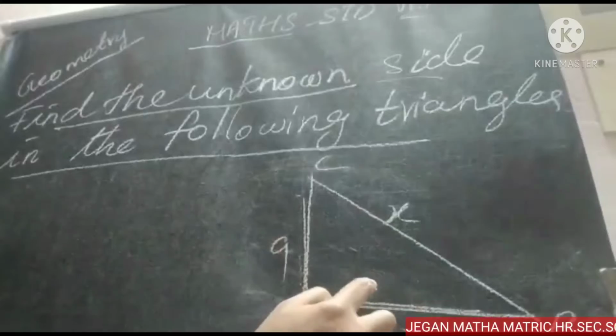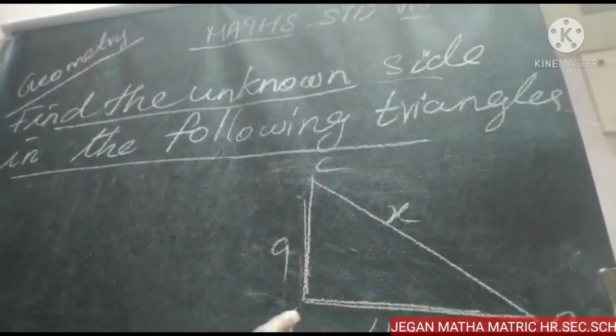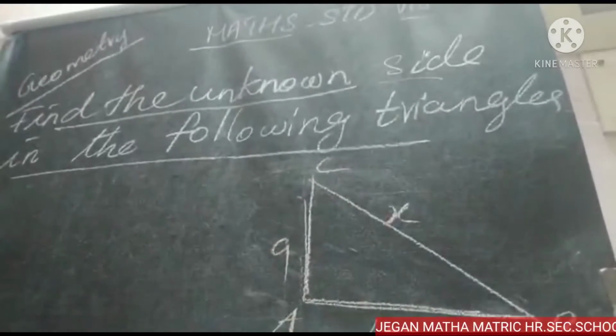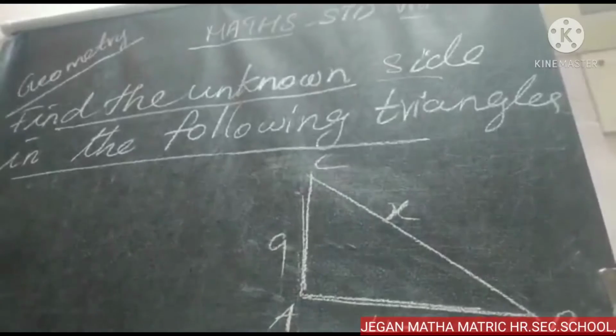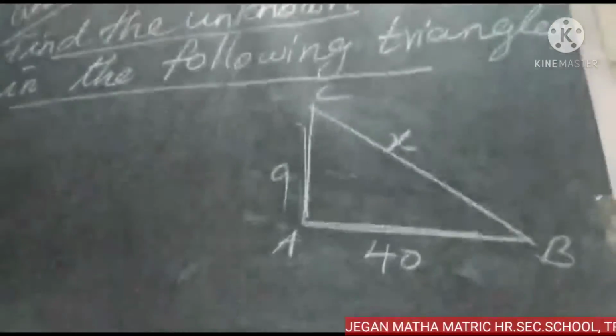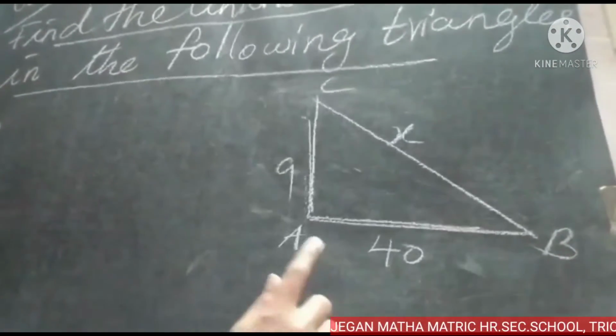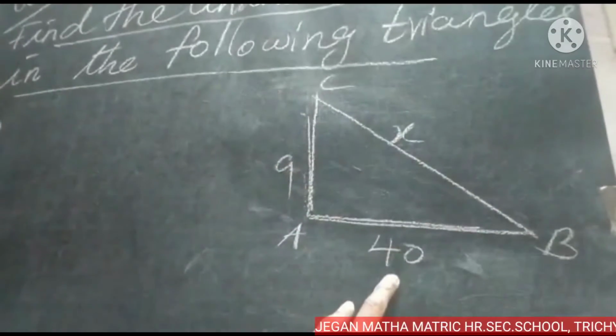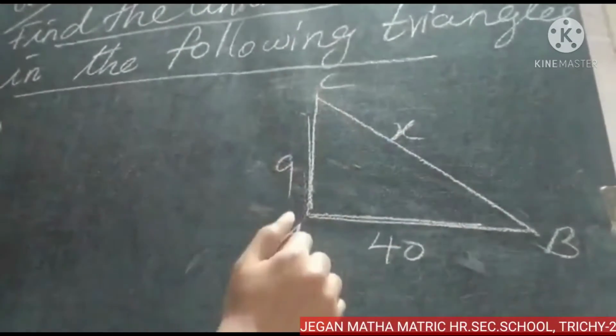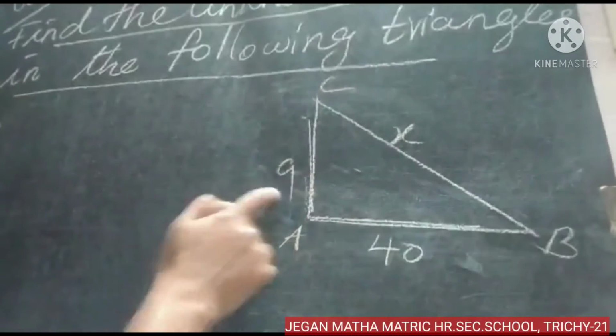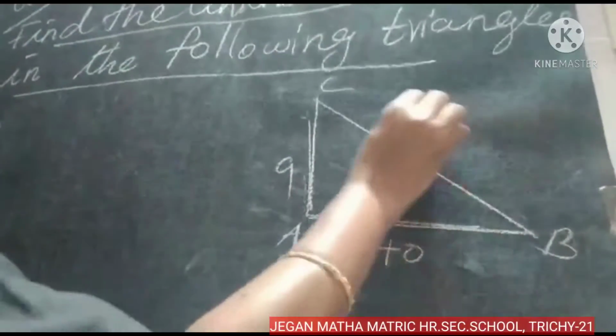See this picture. The shape of this one is a triangle ABC. Here the base is 40 centimeter, that is given in the sum. Height is 9 centimeter. See the triangle ABC: here the base is 40 centimeter, and the height AC is 9. You have to find this value x.